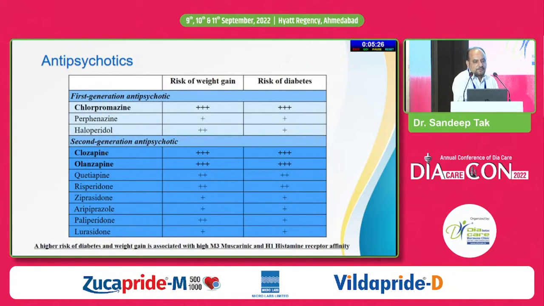So these are the first generation antipsychotics and the second generation antipsychotics. Among the first generation, chlorpromazine, nowadays not very commonly used, but has maximum risk. And among the second generation antipsychotics, clozapine and olanzapine both increase the risk of weight gain, insulin resistance, and risk of development of diabetes.